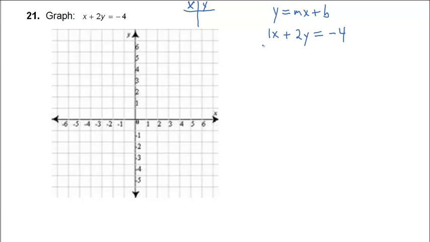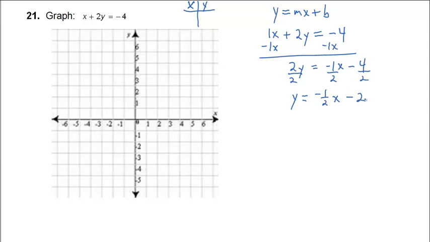So I'm going to subtract 1x from both sides. And notice I'm putting the x in front of the constant. So I have 2y equals -1x minus 4. And then I'm solving for 1y, so I'm going to have to divide each term by 2. So that gives me y equals -1/2 x minus 2. So I have it in slope-intercept form.